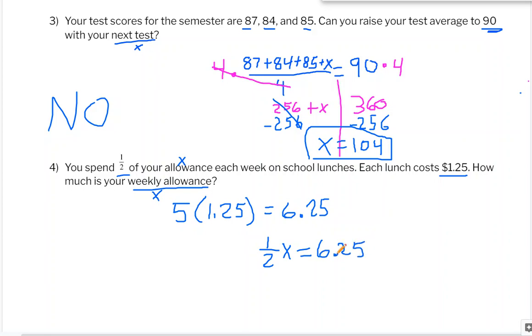$6.25. So how do I solve this? Well, I have a fraction as my coefficient, so to get rid of that, I have to multiply by the reciprocal, right? So I'm going to multiply by 2 over 1, which is the same thing as just multiplying by 2, because 2 over 1 is the same as 2. So if I do 6.25 times 2, that's going to tell me my weekly allowance. And my weekly allowance is $12.50.